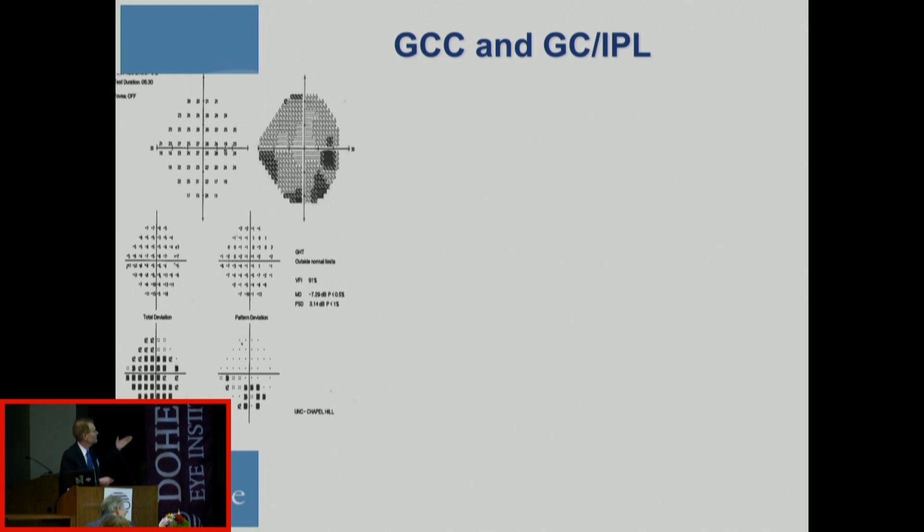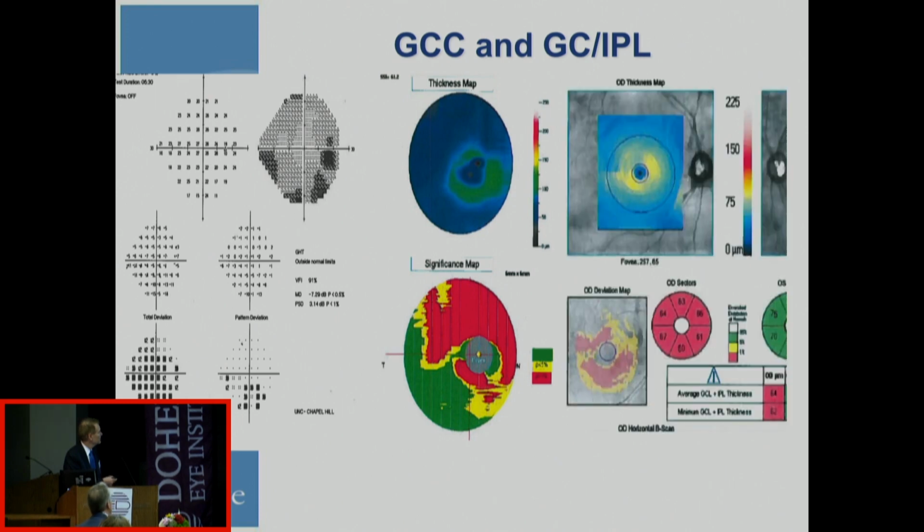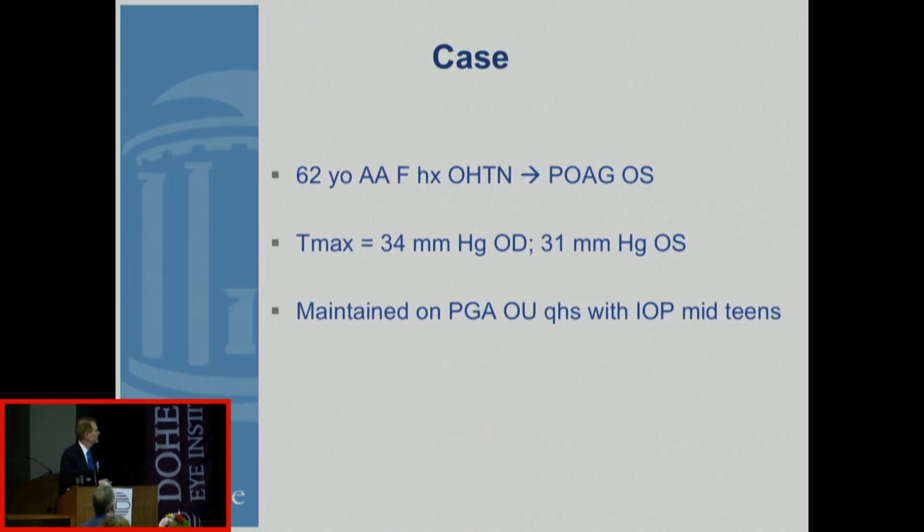So this is a patient measured with both instruments, the same patient with an inferior arcuate defect and nasal step with corresponding GCC loss, as well as lots of GCIPL loss. So we're getting the same information with the instruments, just presented differently.